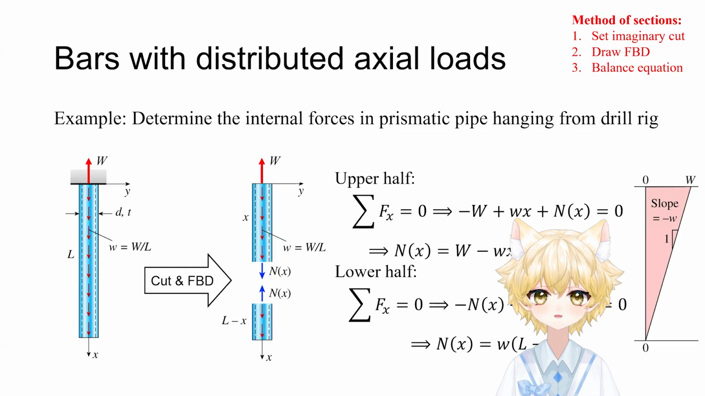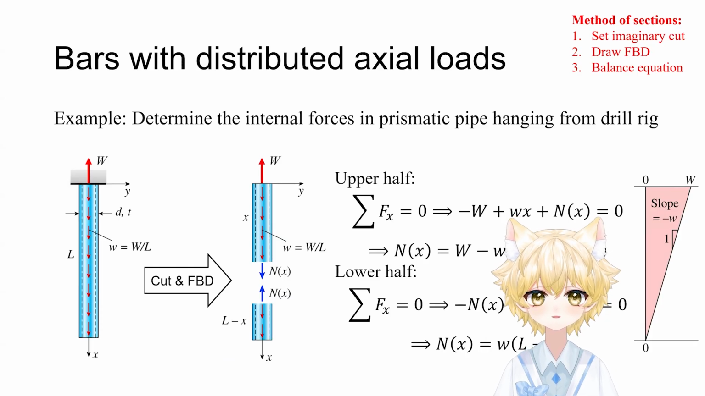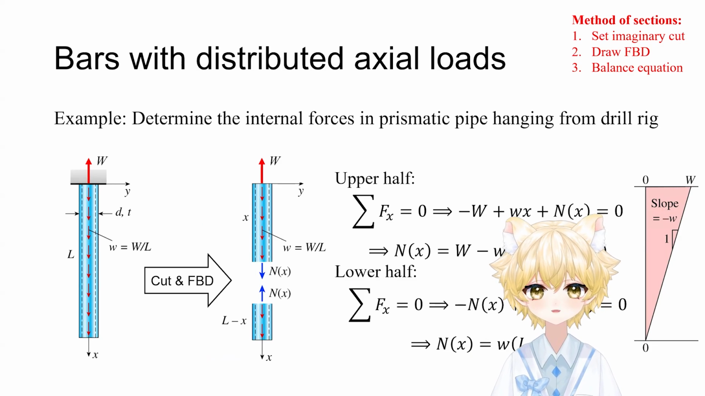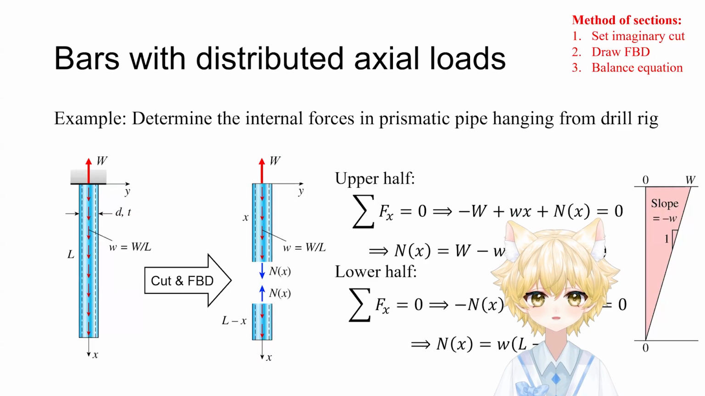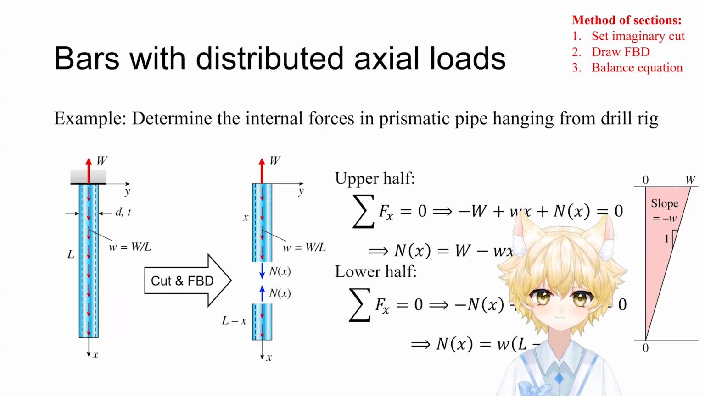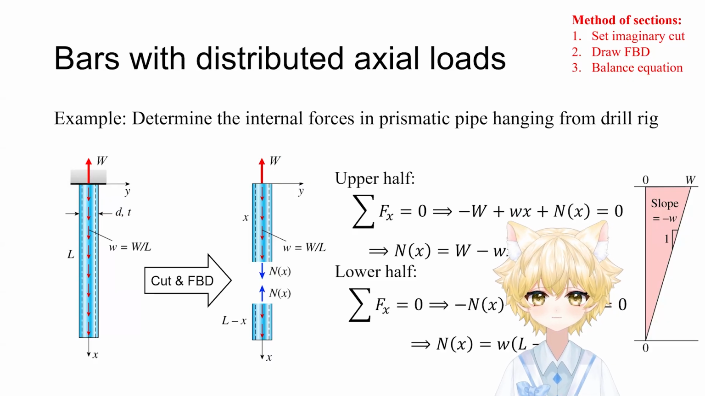Let's break down the calculation for this distributed load using the method of sections. Please look at the slide. First, we define our coordinate x starting from the top and moving down. Right? We make a cut at an arbitrary distance x. This splits our pipe into the upper half and the lower half. Now we have a choice. Which side should we analyze?